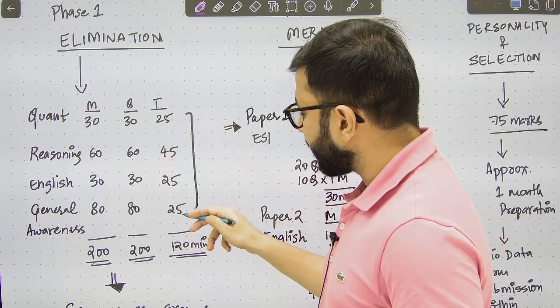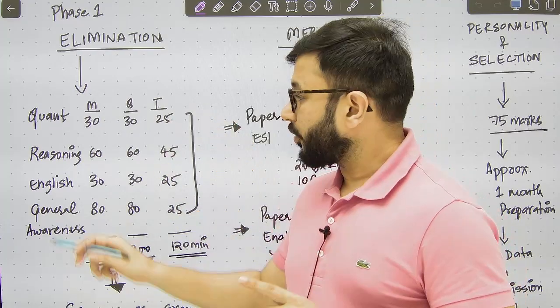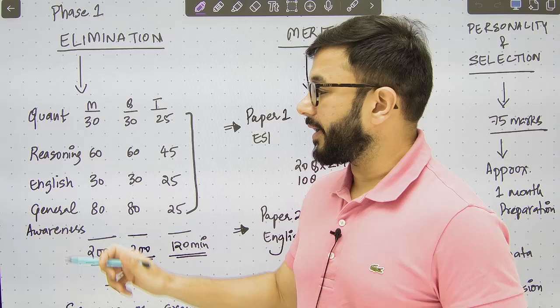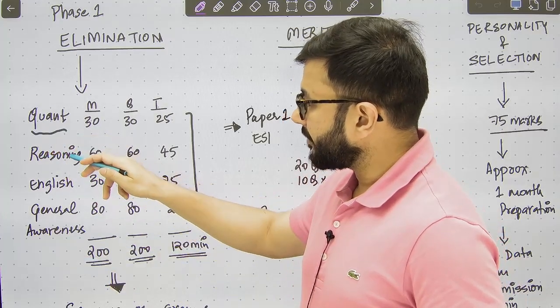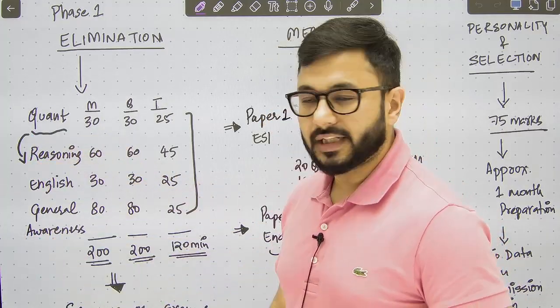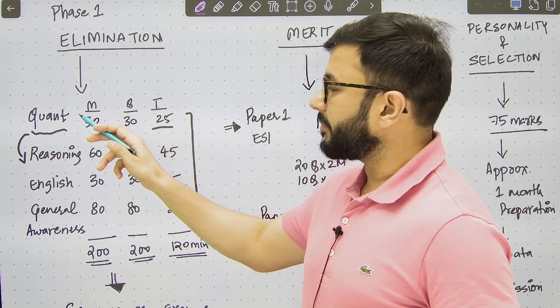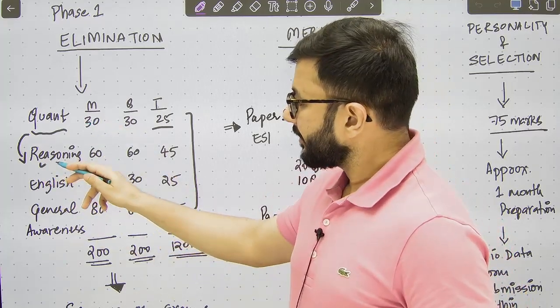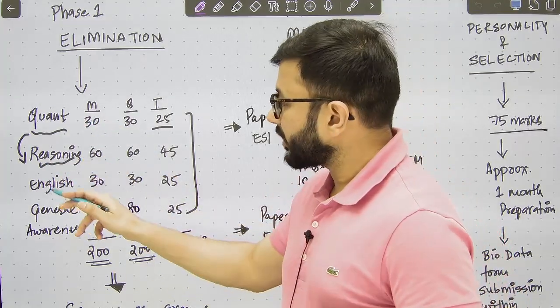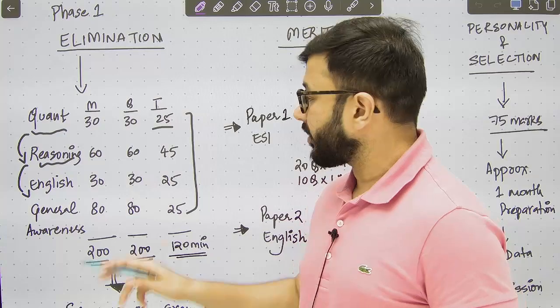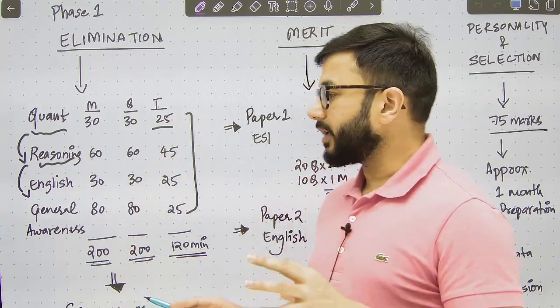So these are the distribution of marks, questions and time. Why I have mentioned time specifically is because for every section you get different time. So the moment I start attempting quant, I cannot jump to reasoning. I have to spend 25 minutes on quant. If I've started with reasoning, I cannot jump to English or any other section. I have to now spend 45 minutes on reasoning.